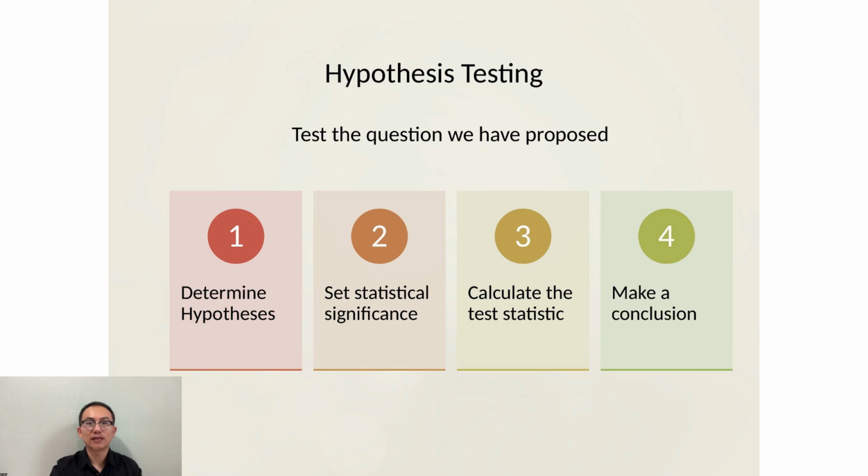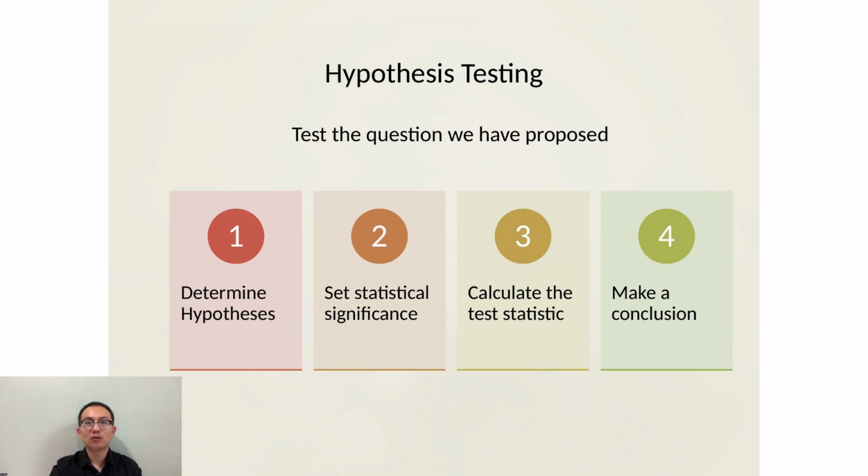Step 3. Calculate the test statistic and the p-value. We run a statistical test that gives us a test statistic, a number that tells us how different the groups or values are. From this, we get a p-value, which tells us how likely we would see this result if the null hypothesis were actually true.